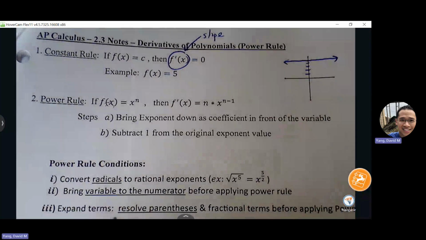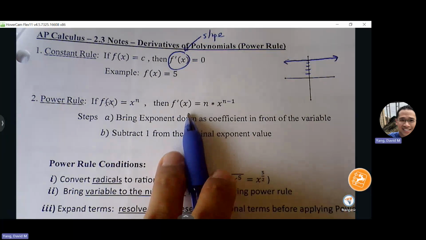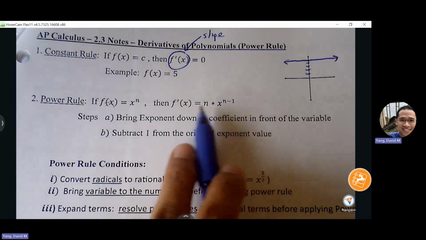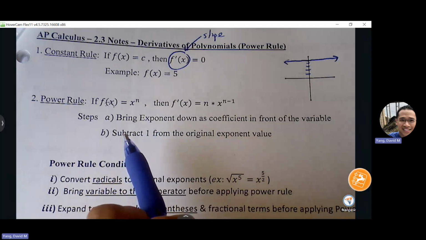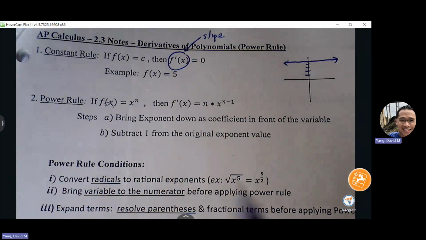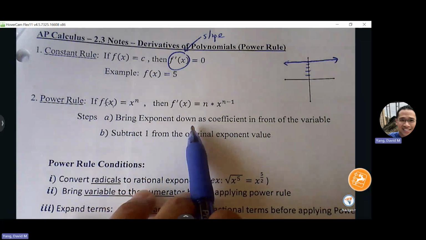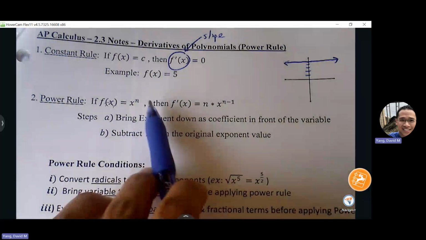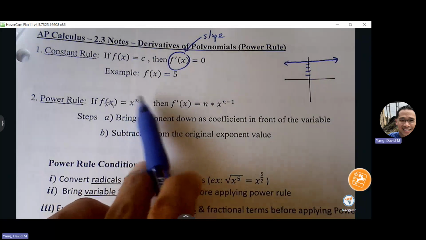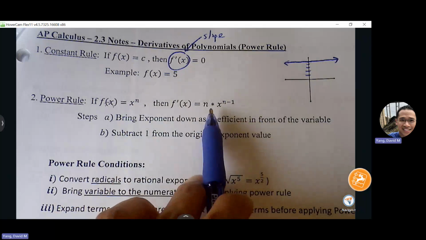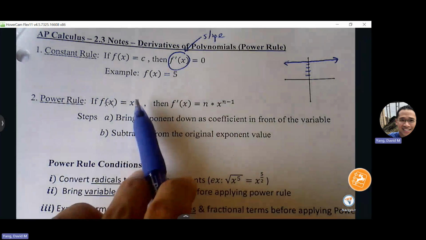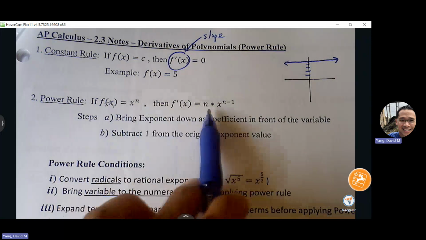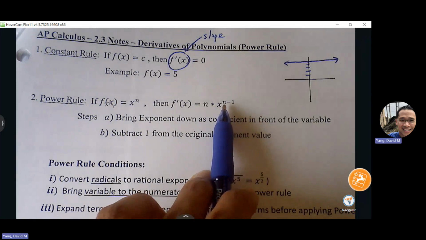Okay, so power rule here, if f of x equals x to the n, then f prime is equal to n times x to the n minus 1. So the power rule, that's a much more efficient way to find the derivative than what we did with the limit definition, is we bring the exponent down as the coefficient in front of the variable. So we identify that exponent, we bring that exponent down. That's where that n comes from. Then we subtract 1 from the original exponent value. So if this is a 3, we'll bring the 3 down, and then we'll subtract 1 from 3, and we say 3x to the second power. Okay.